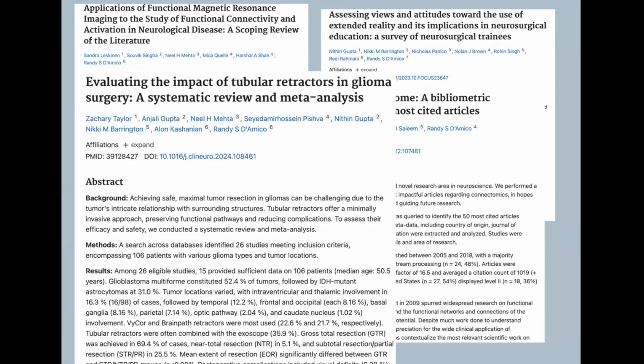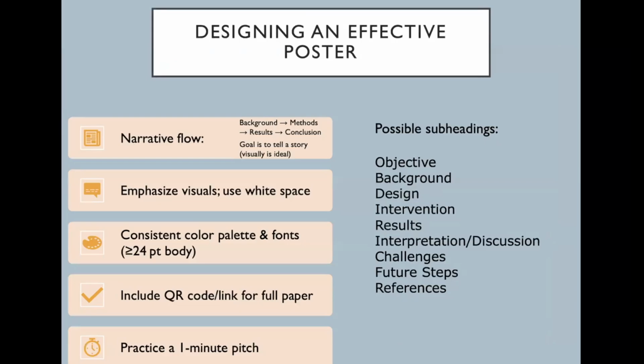Lastly, we spoke about systematic reviews and meta-analyses, and you can see this was after they searched. They identified 26 studies among their search and synthesized evidence essentially on tubular retractors and glioma surgery. So the point is that these are all doable, feasible studies that can be done without necessarily having access to large-scale data, whether that's in a hospital or any type of medical setting.